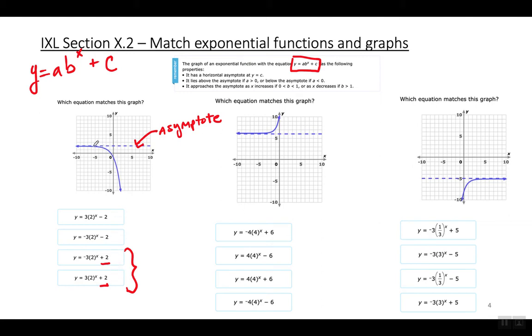Okay, now, is the graph of the line above or below the asymptote? It's below the asymptote. So that means that A has to be negative. So this has to be my answer.